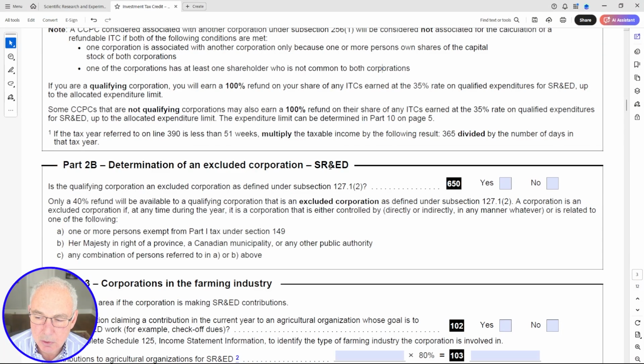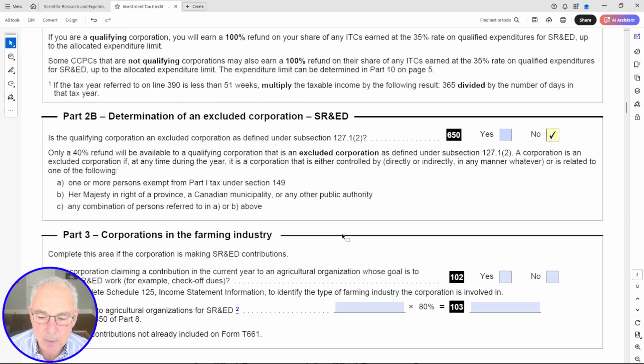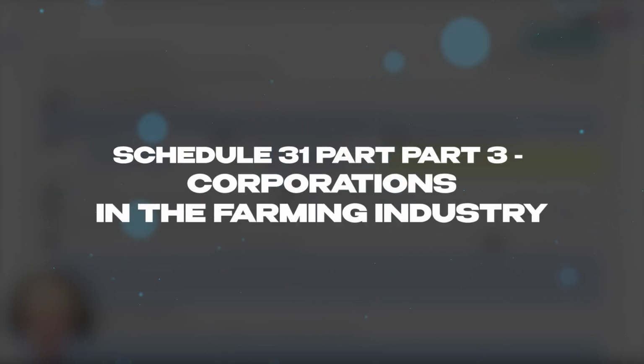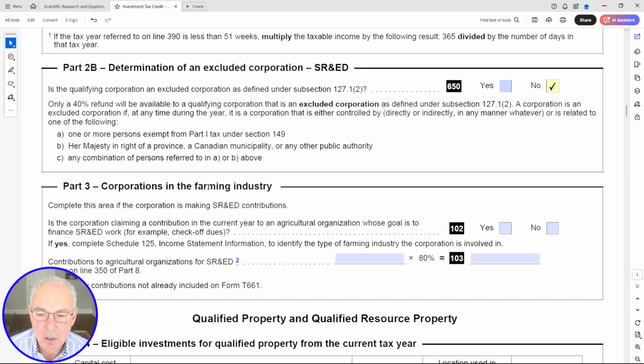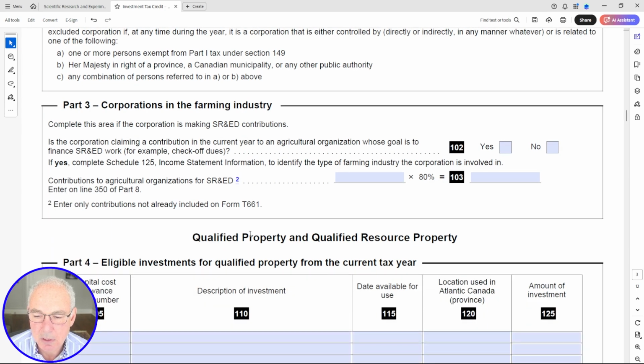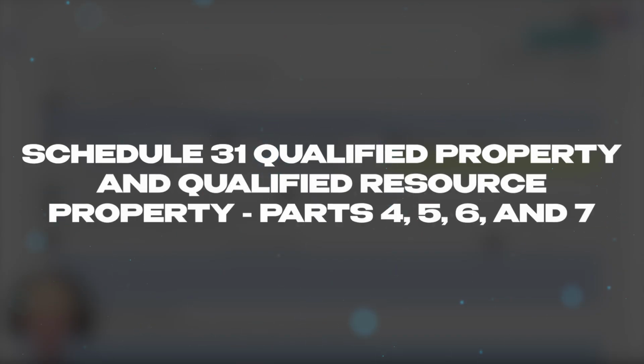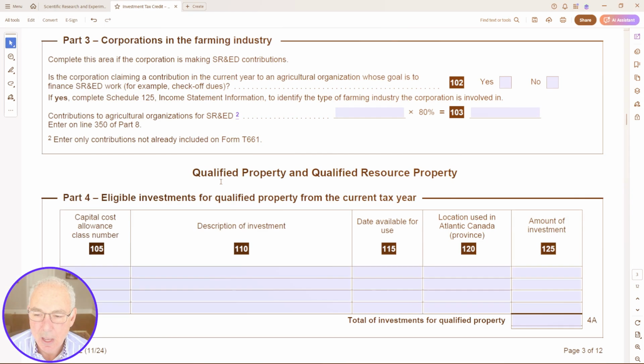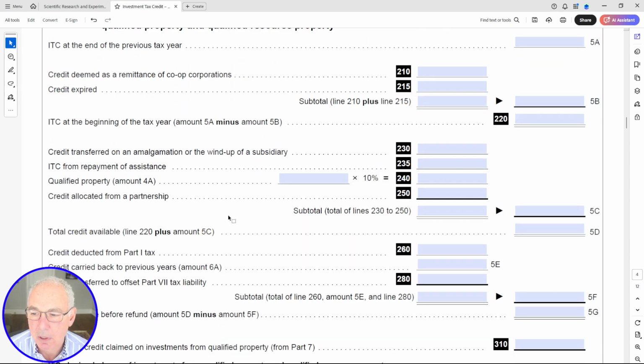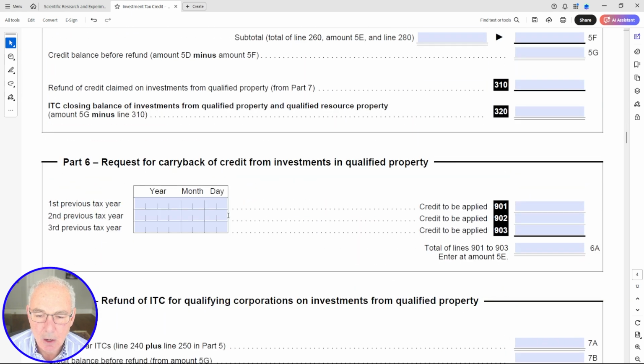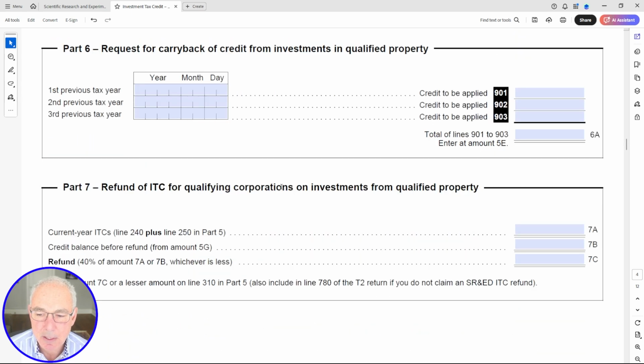Determination of excluded corporations. We are not an excluded corporation. We are not a corporation in the farming industry. We're going to skip that. And qualified property and qualified resource property, chances are you don't have any of that. So we're going to once again skip through all of this. We're not going to have any carrybacks. Again, if there's any information that you're not sure of here, please, the best is to reach out to us. Refund of ITCs for qualifying corporations from qualified property. Again, Part 7, we're going to skip over.